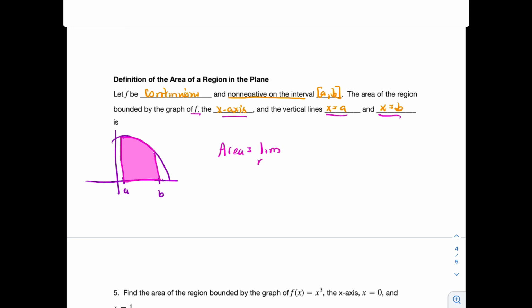So area is equal to the limit as n approaches infinity of the summation, so the sum of all the areas of the rectangles, of i equals 1 to n of the height of the first rectangle, which we'll call f of c1, times the width of our rectangles, delta x. Where x of i minus 1 is less than or equal to c1, which is less than or equal to x of i. So it's in between that a and b. So each of those endpoints, c sub i, are in between a and b. And our delta x is still found by taking b minus a divided by n.